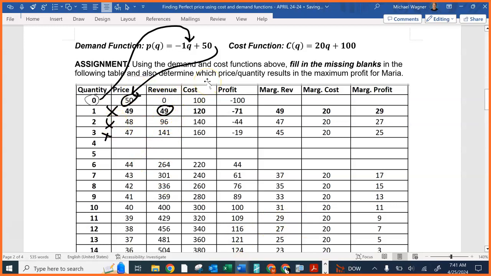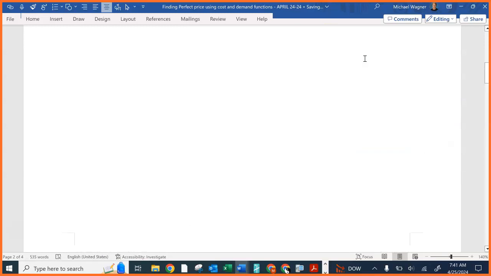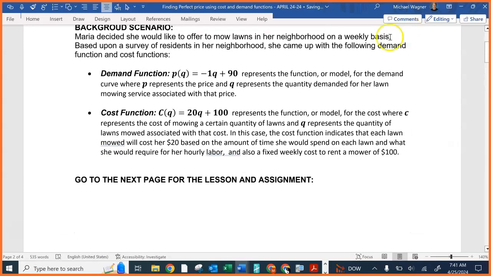Cost. Now for the cost, we're going to use this function right here. Now there's a few things you're going to figure out about the cost. I don't know if the description talked about the 100. Let's go back to it. Yeah, it does. Okay, so if you read this carefully, it says that each lawn is going to cost her 20 based upon the time she would spend. So she's factoring in her time. She's saying, you know what, I could go work at a minimum wage job and get $20 an hour. So every hour I spend out there, I want to think about the cost as $20. That's what I'm losing if working here versus working somewhere else, right?